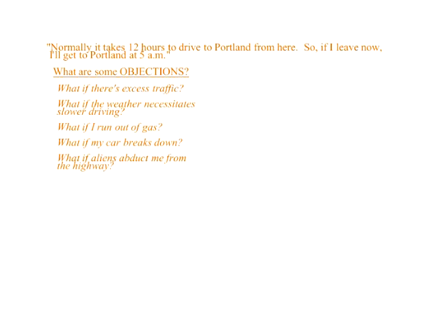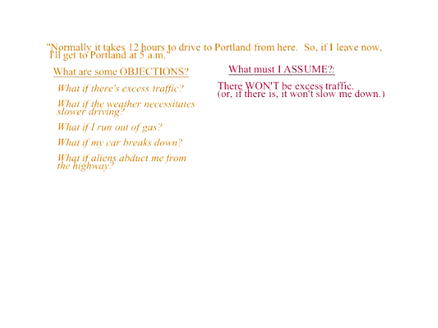There are a bunch of those kinds of things. So the question is, what do I have to assume? I have to assume that all of these things are not things, all of them. But what must I assume? In the case of excess traffic, I have to assume that there will not be excess traffic, or if there is, it won't slow me down. I have to assume the weather will not necessitate slower driving.